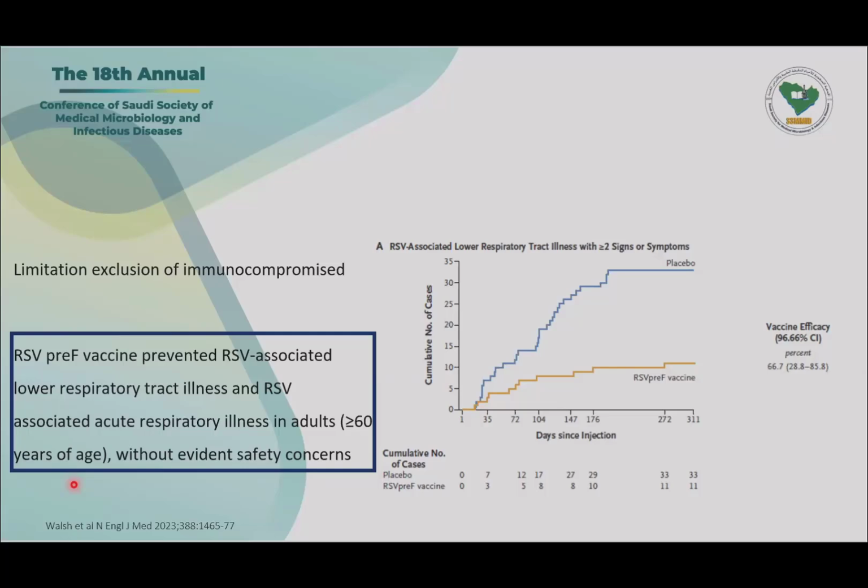Nevertheless, if you look at the approval of this vaccine in many countries around the world, including here in Saudi Arabia, you can see that the vaccine is indicated for patients more than 60, in addition to comorbid illness such as chronic lung disease and chronic cardiac disease, etc. So maybe this is one for future research to test the immunogenicity and the outcome of this vaccine in immunocompromised individuals.